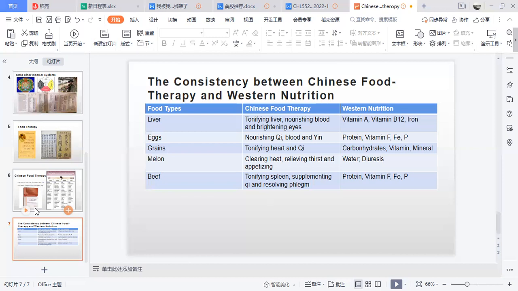So the conclusion is that different nations have different ways of thinking and different traditional food systems and traditional medical systems, and they have something in common and something different. I believe that different food systems and medical systems can support each other to direct future study to find something in common. Thank you. That's all of my presentation.